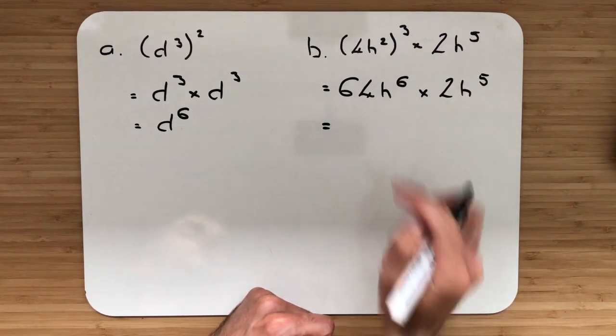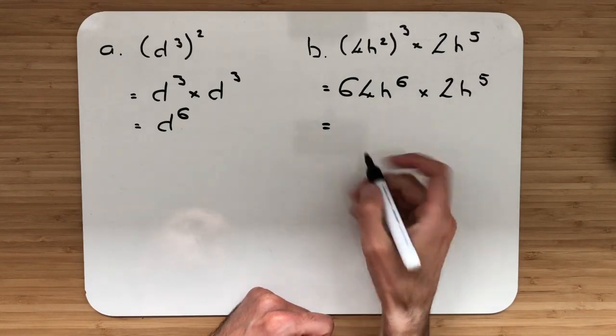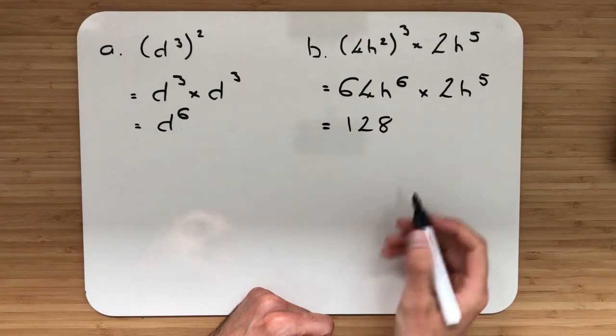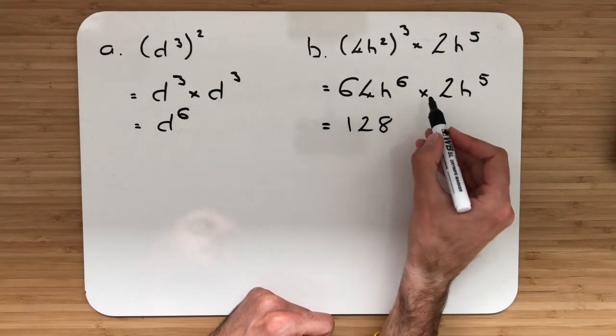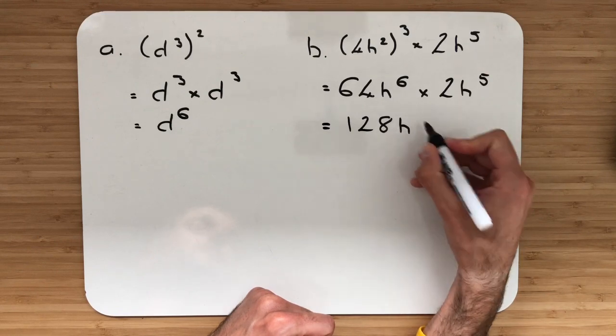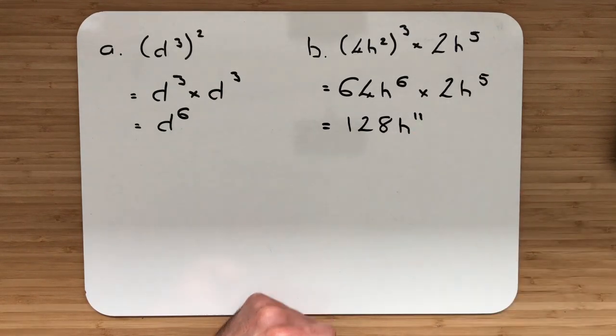Same base, so deal with your coefficients. 64 multiplied by 2 is 128. H to the 6 multiplied by h to the 5. We're multiplying, so we're going to add. So that will be h to the power of 11.